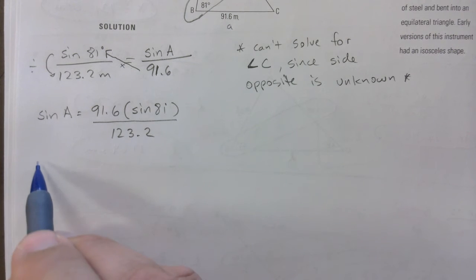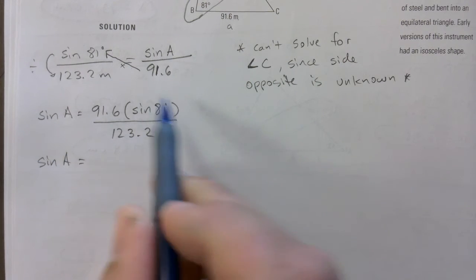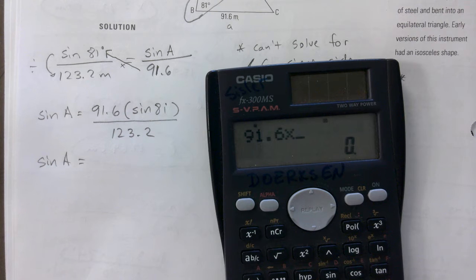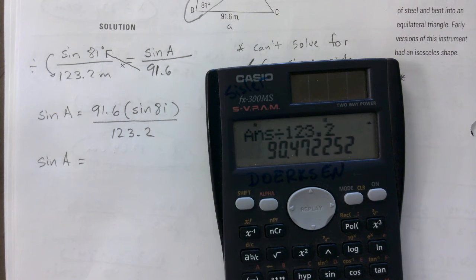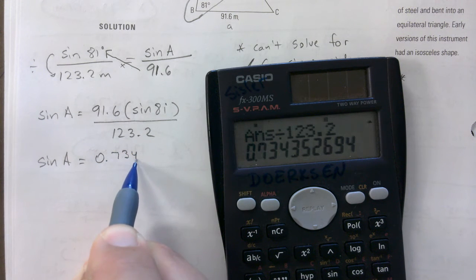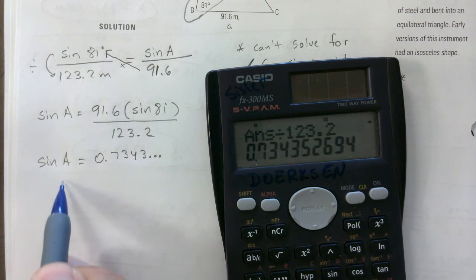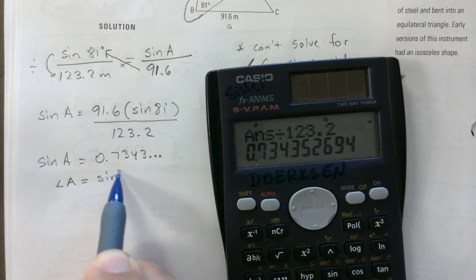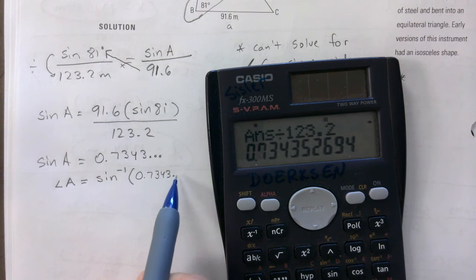Let's figure out what this is. Okay, so sine of A is equal to, we'll figure out what this is. So grab your calculator and go 91.6 times sine of 81. I'm going to hit equals right there and then divide it by 123.2. And I'm going to write down at least 4 decimals: 0.7343, and that keeps going. This is your last step. Angle A is going to be sine inverse of this, 0.7343 dot dot dot.